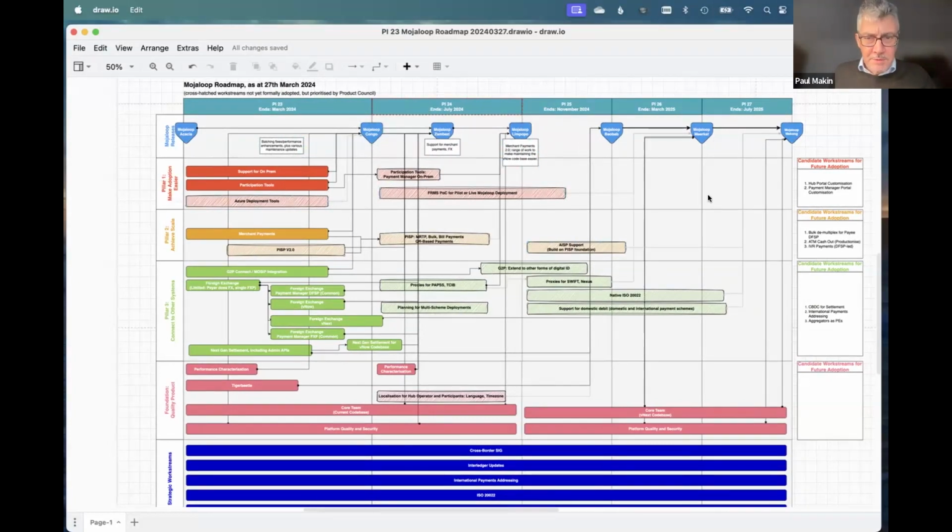The pillars are represented horizontally. So pillar 1 is about making adoption easier. Pillar 2, achieve scale. Pillar 3, connect to other systems. And foundation is the quality product.